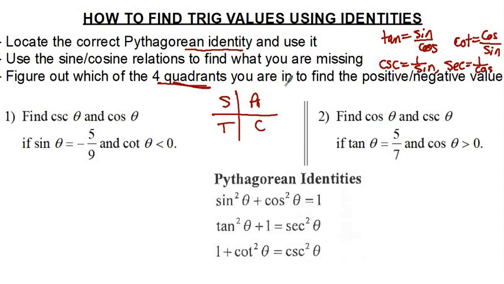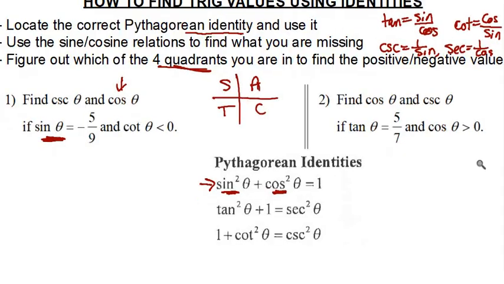Alright, so the first step, locate the correct Pythagorean identity. So here's how we locate that. We use what they're giving us. They're giving us sine, so we're going to use the identity that has sine in it. Okay, and what is that going to enable us to do? Well, this has cosine in it as well. So if we plug in sine right here, we will be able to find that, which is what we're being asked to find. So we'll start by plugging in sine right there.